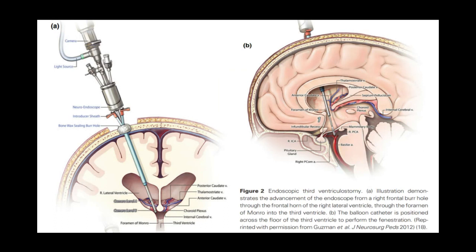Here, for obstructive hydrocephalus, surgeons are able to insert a neuroendoscope directly with a single burr hole and then gain access into the third ventricle. And then because you have complete visualization, you can reach the foramen of Monroe and open the area of stenosis to allow for CSF drainage.